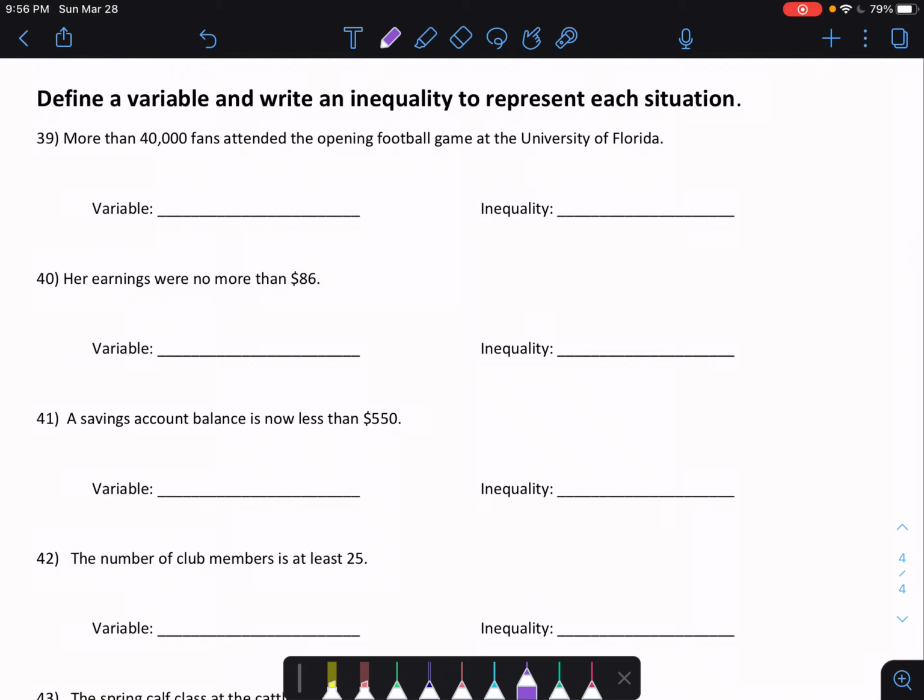So this says more than 40,000 fans attended the opening football game at the University of Florida. So I'm going to say that x is the number of fans. And then in this problem, it says more than 40,000 fans. So x is greater than 40,000.